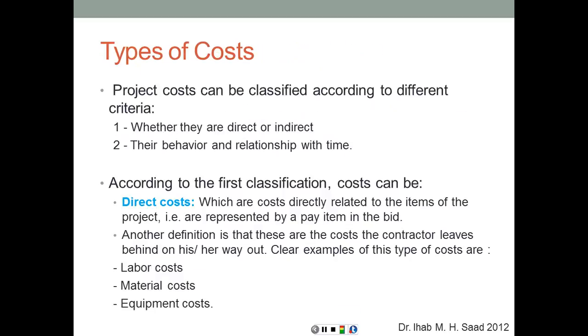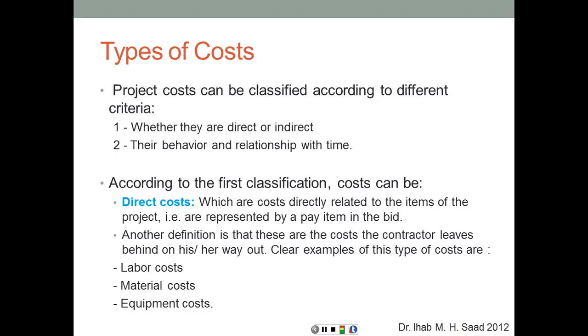In order to identify the different costs and so on, let's get a brief introduction about what are the different types of costs and what are the different behaviors of these different types of costs. So the project costs can be classified according to different criteria, first of which is whether they are direct or indirect, and second, their behavior and relationship with time and other elements in the project. So according to the first classification, costs can be either direct costs or indirect costs.